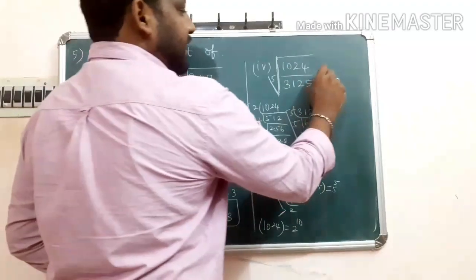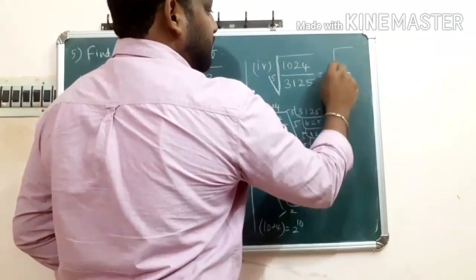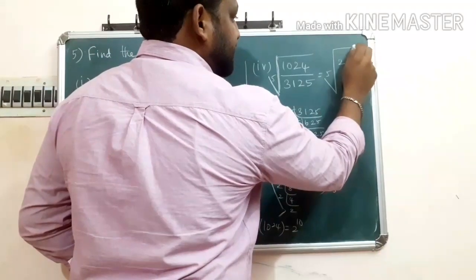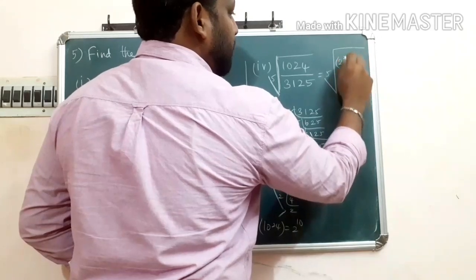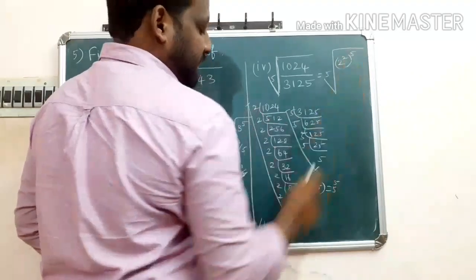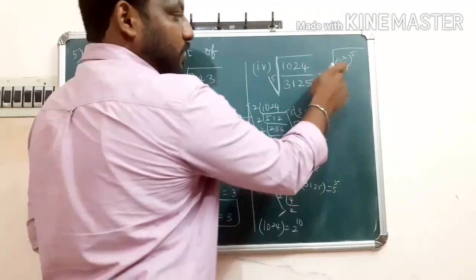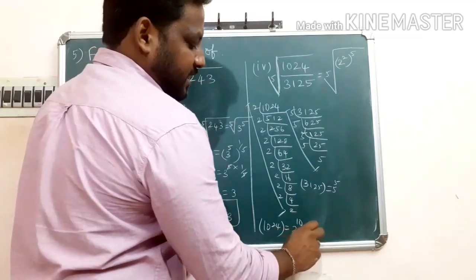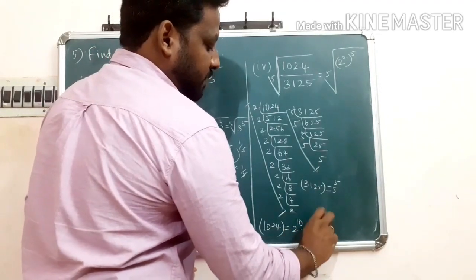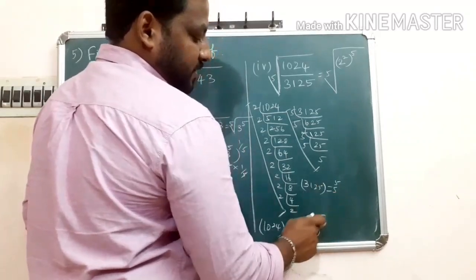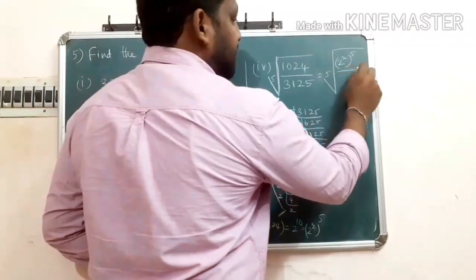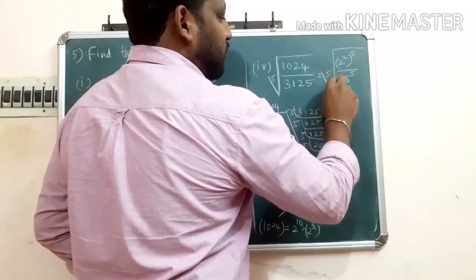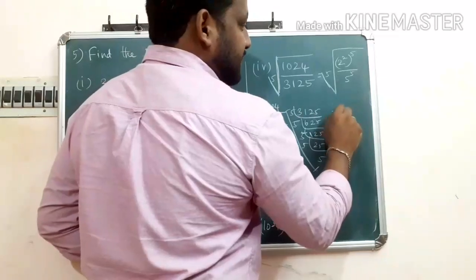So now you can write the fifth root of, instead of 1024, you can write 2 power 10. So 2 power 10 is written as 2 power 2, the whole power 5, because 2 5s are 10. Here also it is 5. So instead of 2 power 10, you can write 2 power 2, the whole power 5, because the power value must be divided by 5 power 5. Okay, so now we know the fifth root.